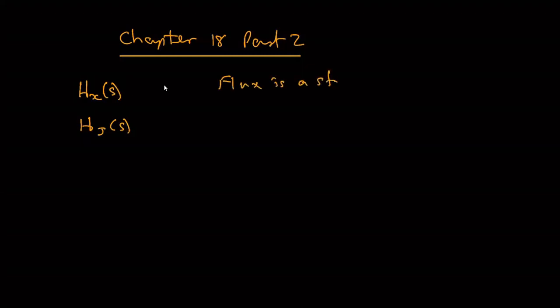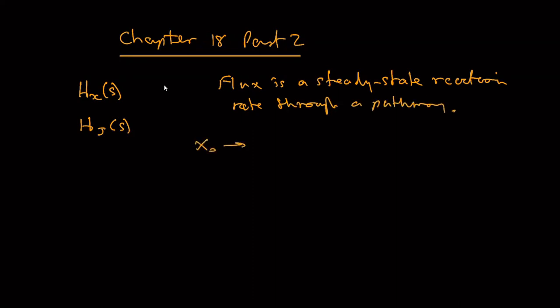Okay, so the flux is a steady state reaction rate through a pathway. So just say you had a linear chain like this of 3 reactions, and I'm going to assume x0 is fixed and x1 is fixed. So v1, v2, v3. The flux at steady state, v1 equals v2 equals v3, and so the flux could be any one of the 3. And in general, we just refer to one flux J for all 3 because they're all the same.